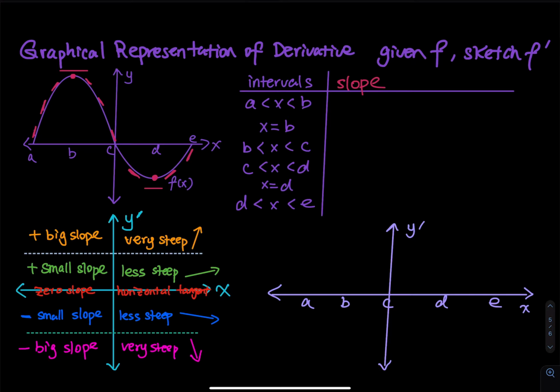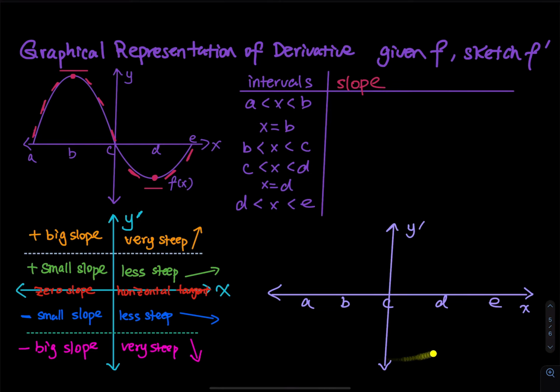Okay, so for the graph of f, I have a curve that looks like this, going up and then up. I break this down into intervals. So when x is between a and b, exactly equal to b, b to c, c to d, at d, and then d to e. So the way I interpret this is I break down the f.